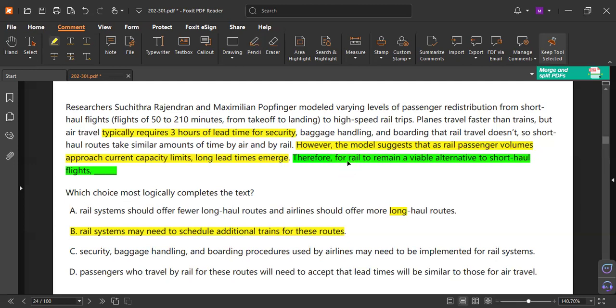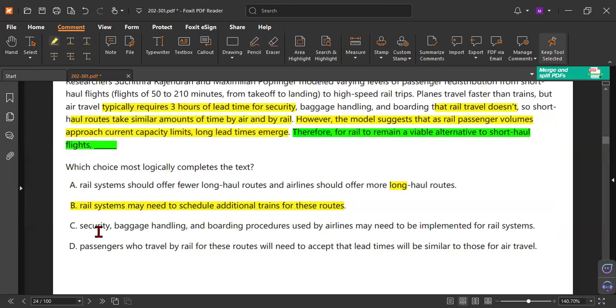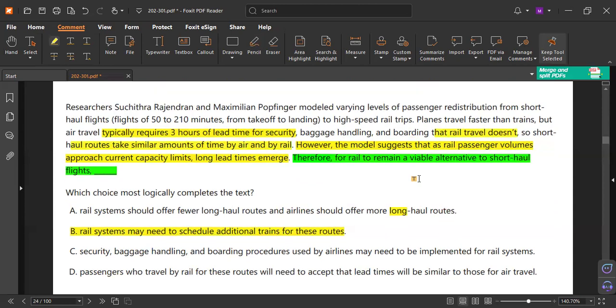We need information about the rail. So he mentioned here the rail, it's always like air because air takes time. As he mentioned here, the air doesn't. So the short ones are similar to account time. That is the main focus. Look for letter C. He said security, bag handling, boarding procedures used by airlines may need to be implemented for rail system. We don't have any information here about whether the rail uses the same time or not for all of these issues. So this is not mentioned.